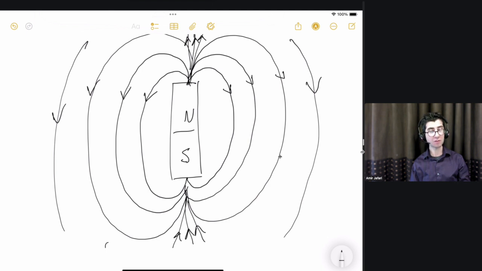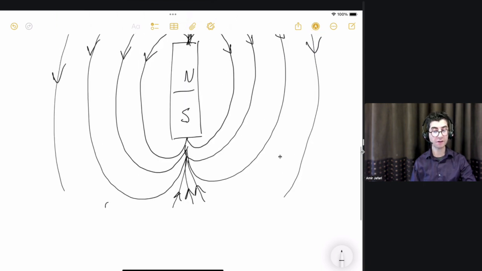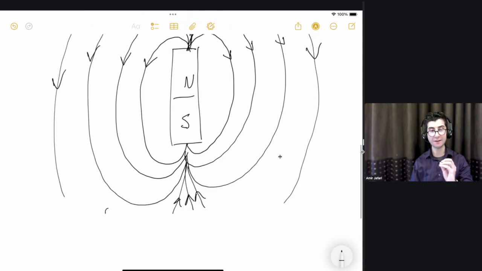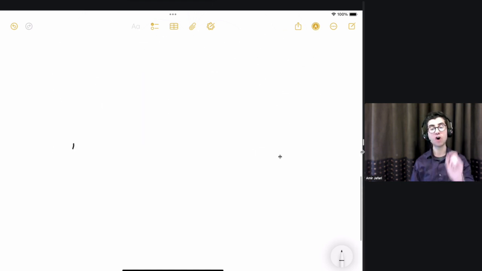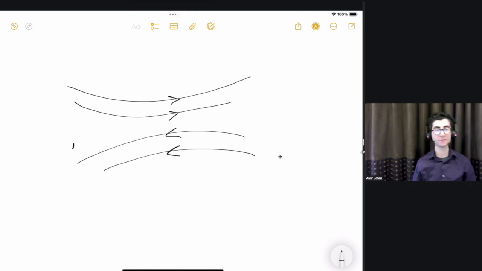And especially reconnection cannot happen here. Why? Because for reconnection to occur, you need a configuration, a pattern for magnetic field, not like this one, but with a strong shear. You need a situation, a pattern for magnetic field, which is something like this.